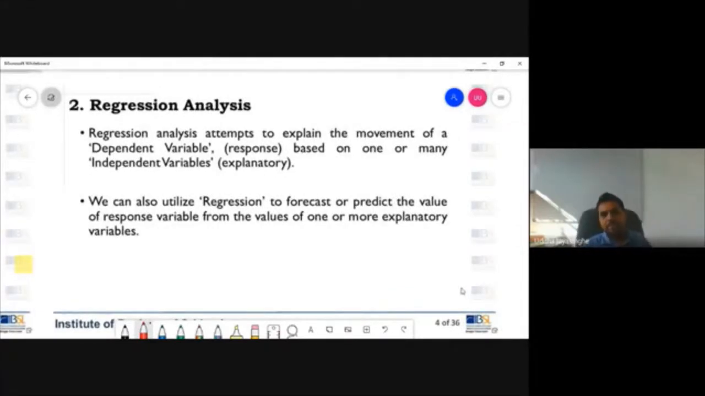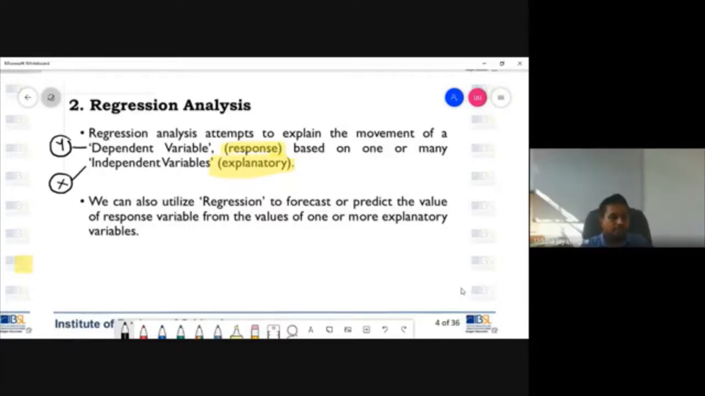Regression analysis attempts to explain the movement of a dependent variable, or in statistics we call this a response variable, based on one or many independent variables. Explanatory variables is also used as a word. In simple form, the dependent variable is typically labeled as the y variable. Independent variables, we typically call x variables in mathematics and statistics.